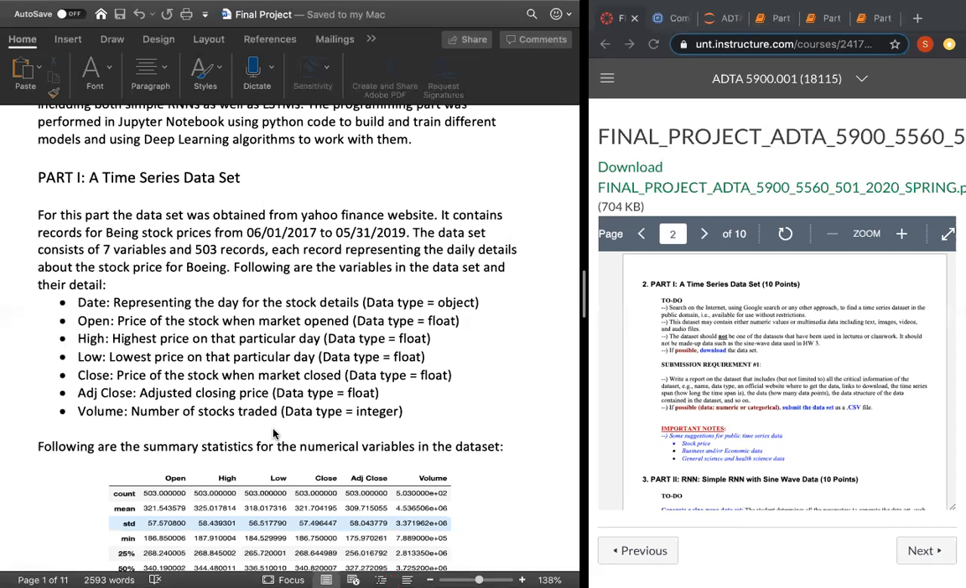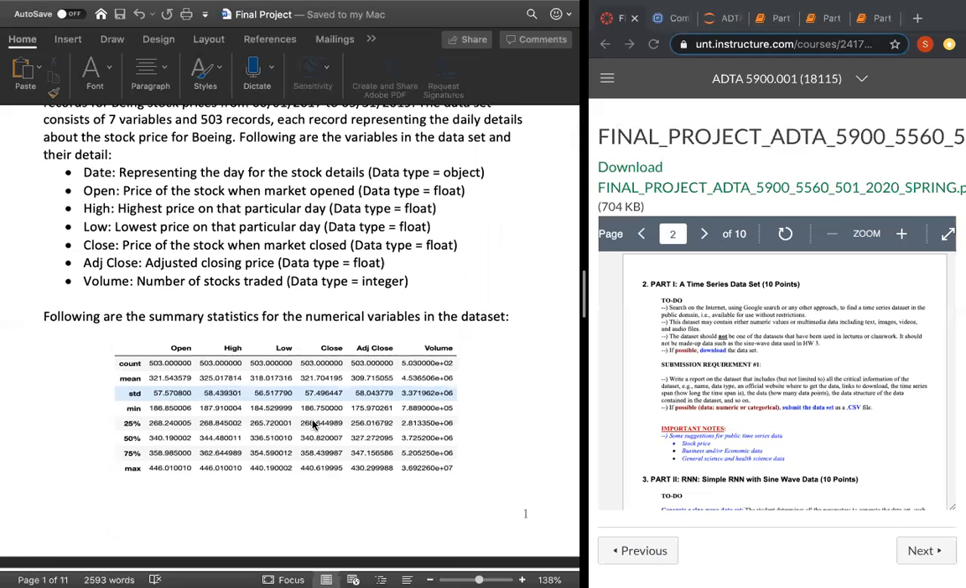The next one is close, which is basically the closing price for that stock on that particular day. After that, the next feature is adjusted closing price, which is basically the adjusted closing price for that stock on that particular day. And then the last feature is the volume, which is basically the number of stocks that were traded on that day, basically buying and selling of that particular stock.